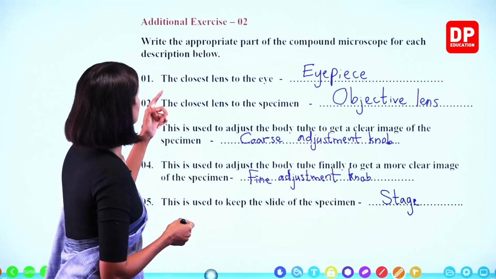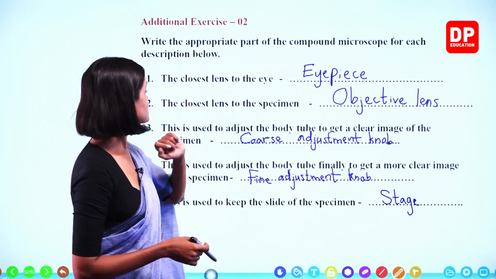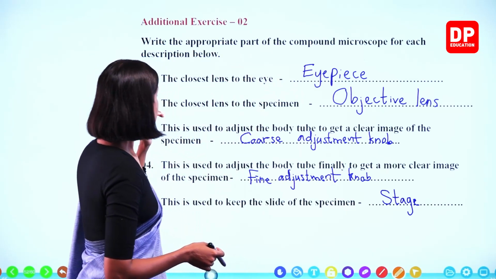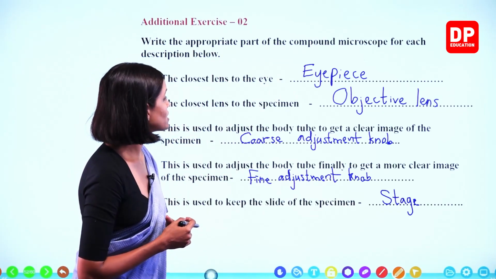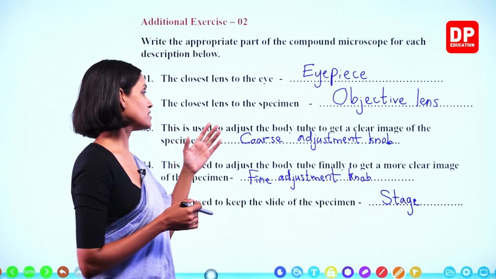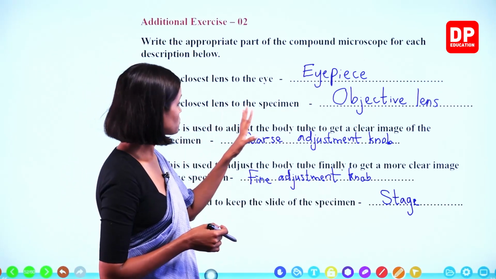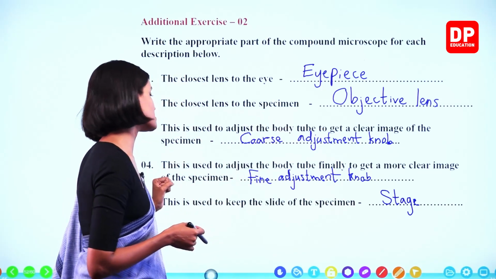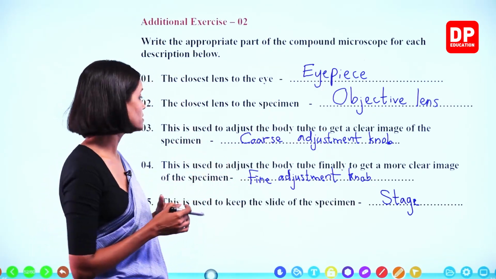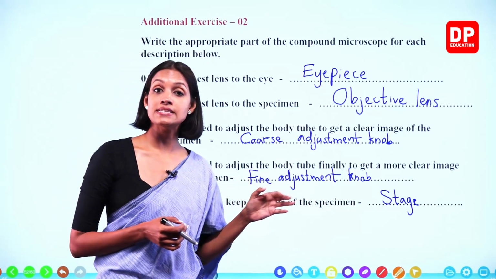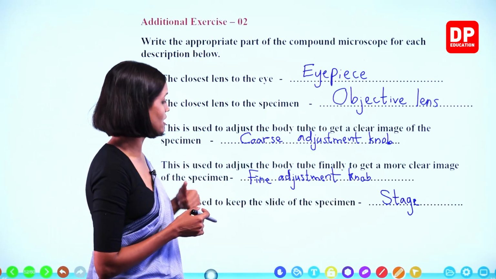Right? The closest lens to the eye is the eyepiece. The closest lens to the specimen is the objective lens. This is used to adjust the body tube to get a clear image of the specimen, that is the coarse adjustment knob. This is used to adjust the body tube finally to get a more clear image of the specimen, that is the fine adjustment knob. And this is used to keep the slide of the specimen, that is the stage. Right? We'll move on to the next.